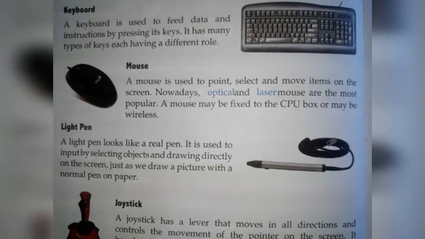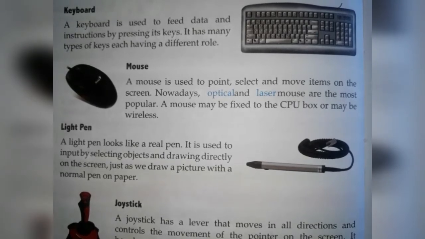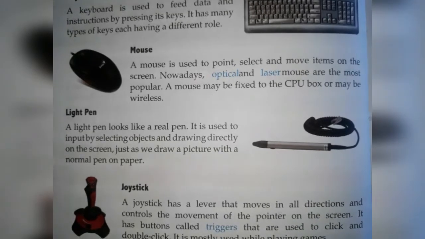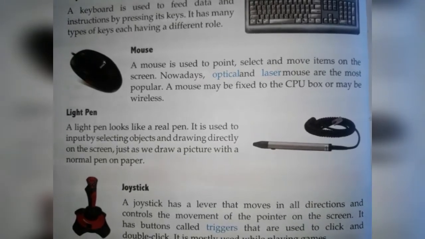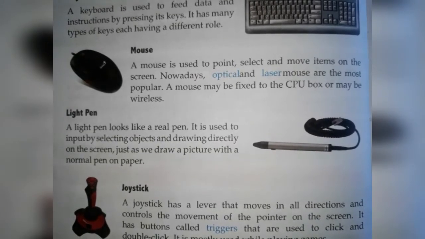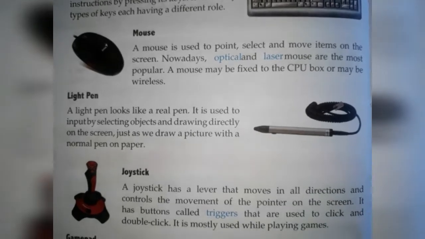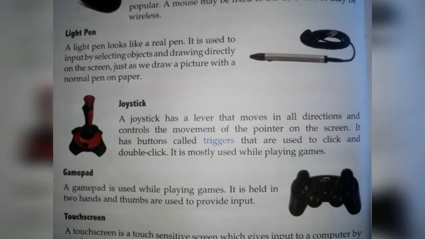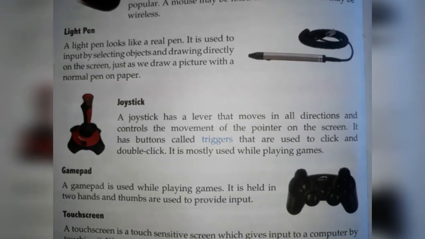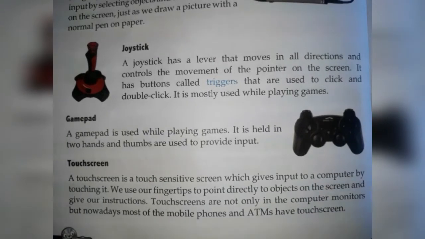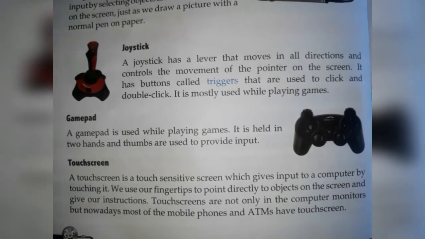Except for this, there are so many input devices that can be used in so many other fields. Just see these, a light pen is given. This light pen is used to draw pictures directly on the screen. This joystick, you have seen these sticks while playing games. This game pad, you must have seen this device if you have played some video games. Touch screen is also, we can say, a kind of input device.